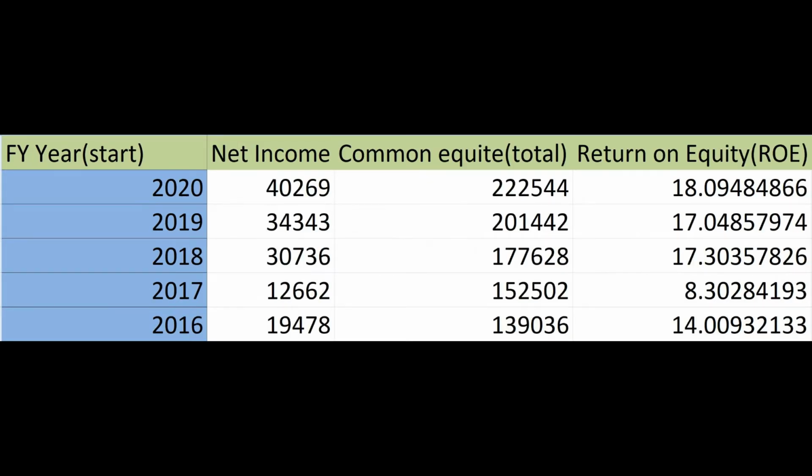Next is the return on equity. This is a measure of the profitability of a business in relation to the equity or money the company has. Generally, 15 to 20% is good, but it can vary between industries.